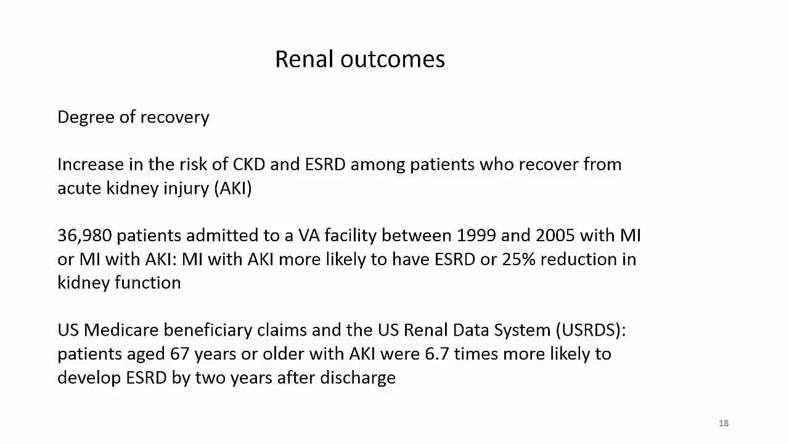Pretty significant outcome. And more impressively, the U.S. Medicare beneficiary claims and the U.S. Renal Data System, which is the federal database for all the renal patients, and basically any patients with an ICD-9 code that suggests kidney dysfunction. Patients who are aged 67 years or more, that's just what the database is, are 6.7 times more likely to end up with end-stage renal disease by 2 years after discharge, even if they apparently recovered. And we almost never know that in our patients.